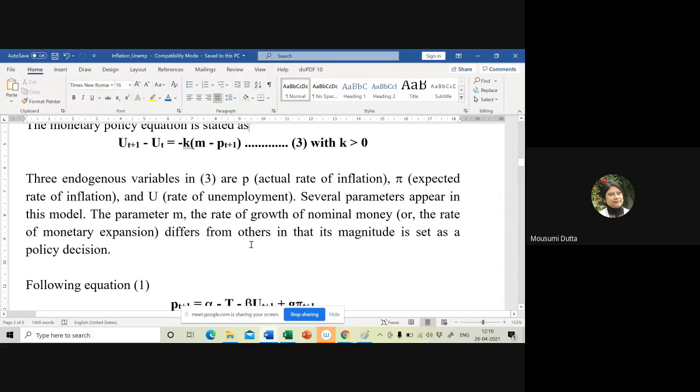Several parameters appear in this model. The parameter M, several parameters means there is K2, the parameter M, and if you in fact replace P in terms of alpha, beta, U, etc., in that case you will have a number of parameters. The parameter M, the rate of growth of nominal money or the rate of monetary expansion, differs from other parameters in that its magnitude is set as a policy decision.